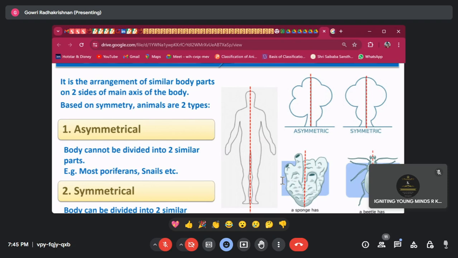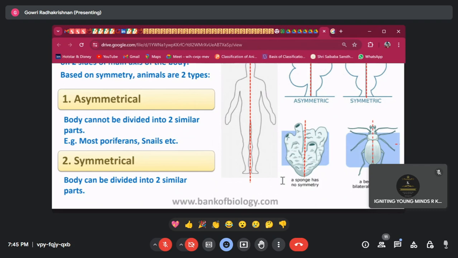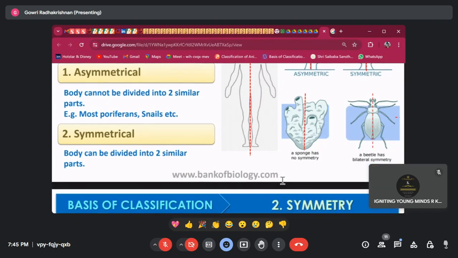For example, if you take sponges, which have a cellular level of organization, those animals are asymmetrical. That is, they don't exhibit symmetry at all. The body cannot be divided into two similar parts. That is most poriferans and snails, etc. Snails don't come under Porifera, but still they don't exhibit symmetry. And symmetrical animals can be divided into two similar parts, like through an axis.